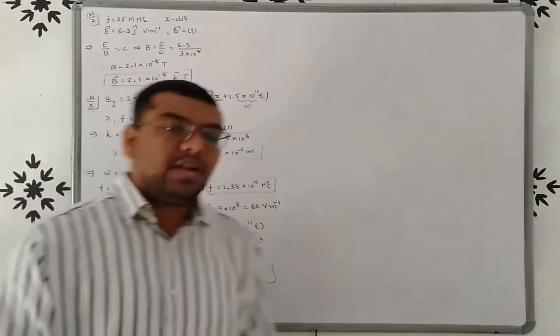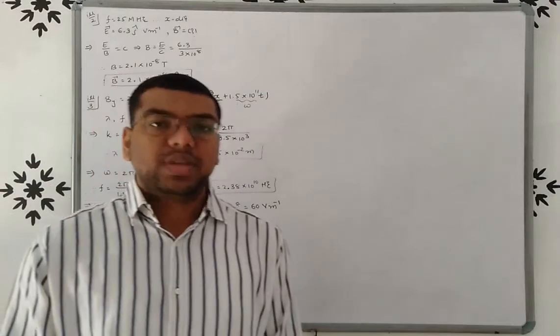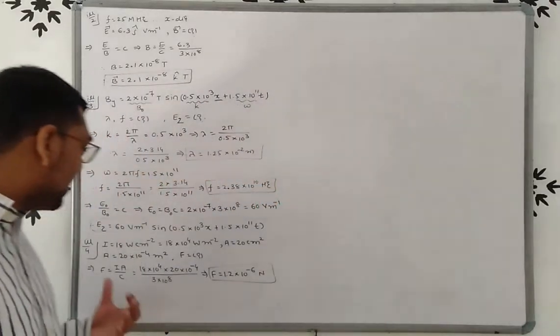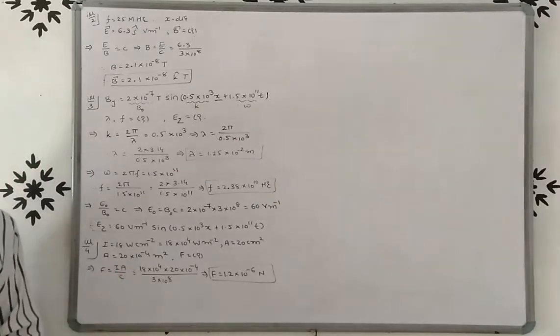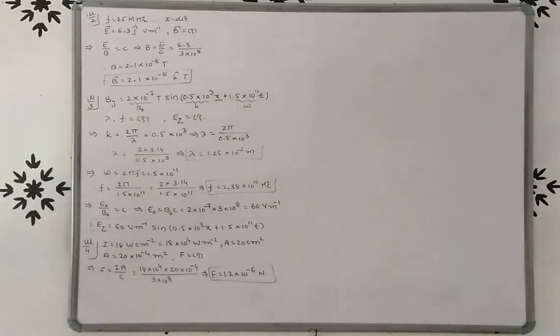So here a non-reflecting surface is there. So here force F is equal to I A by C. We know the value of I, A and C. So after the calculation, we get force F equal to 1.2 into 10 raised to minus 6 Newton.